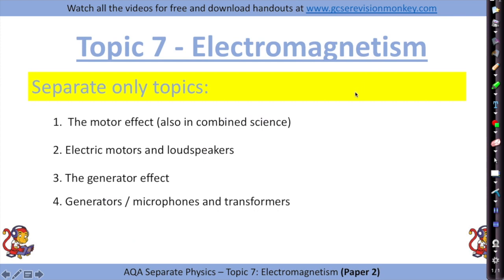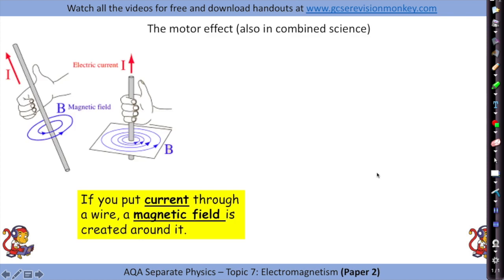Okay, electromagnetism. So this includes the motor effect, electric motors and loudspeakers, the generator effect, generators, microphones, and transformers. So to start off with the motor effect, we need to know a little bit of science about what happens when you put current through a wire. If you put current through a wire, you get a magnetic field around it.